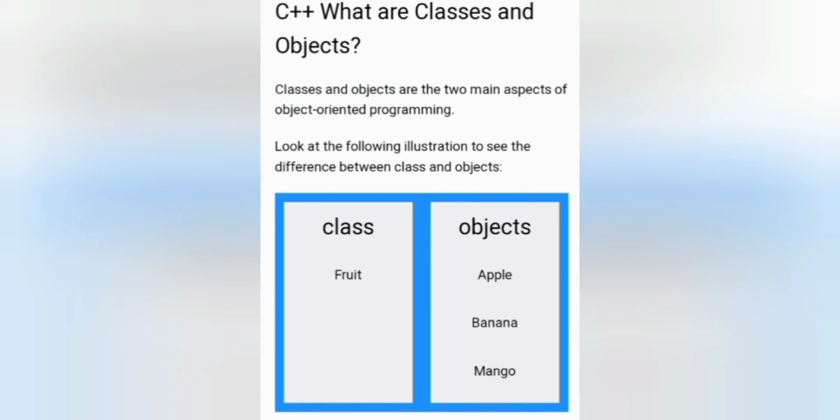What are classes and objects? Classes and objects are the two main aspects of object-oriented programming. Look at the following illustration to see the difference between class and object. You see both. Class means fruit, which is divided into subsections. Object means apple, banana, and mango.